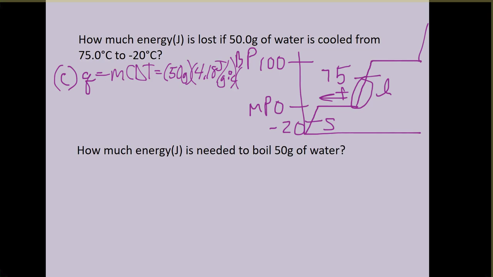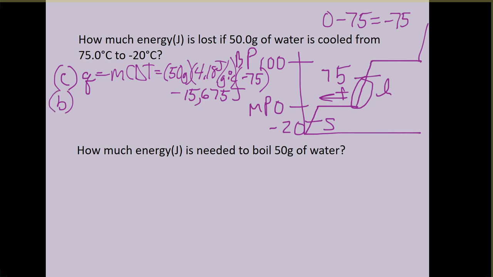Now the heat is leaving, so final minus initial. My final is 0 minus 75, so that's a negative 75. So this is going to be how much energy is leaving. And when I do my math here, I get 15675 joules. And the negative sign just tells you the direction. So this is how much heat is lost in that first step.